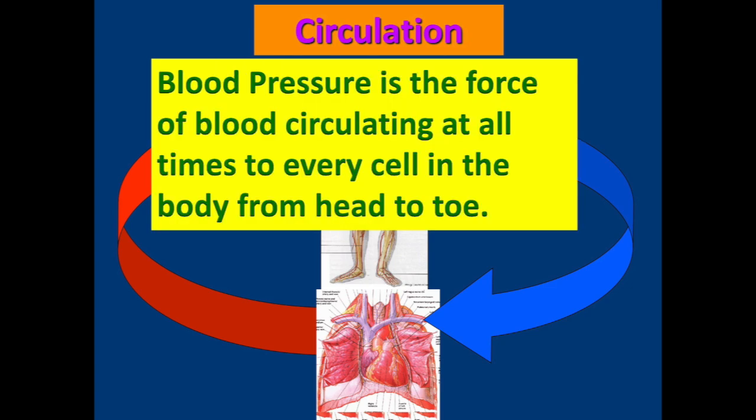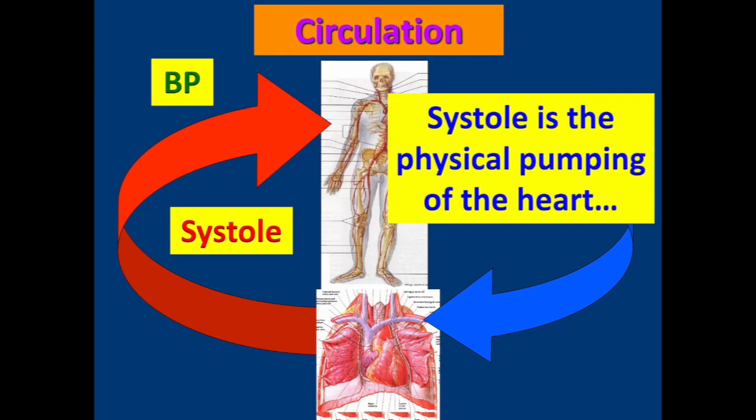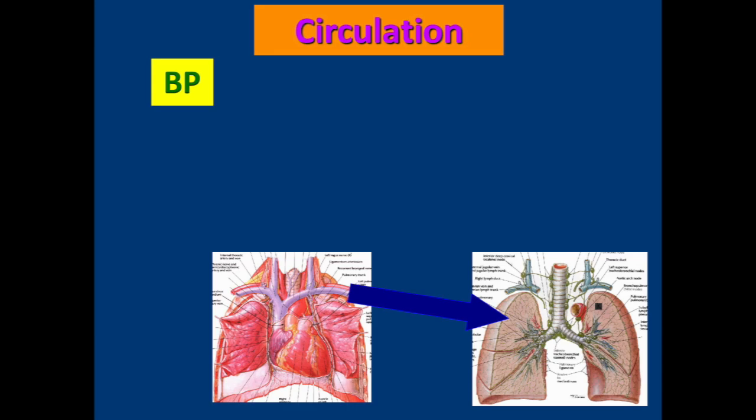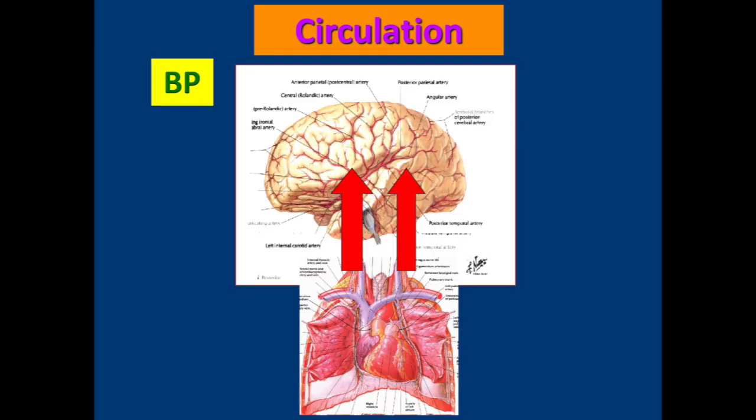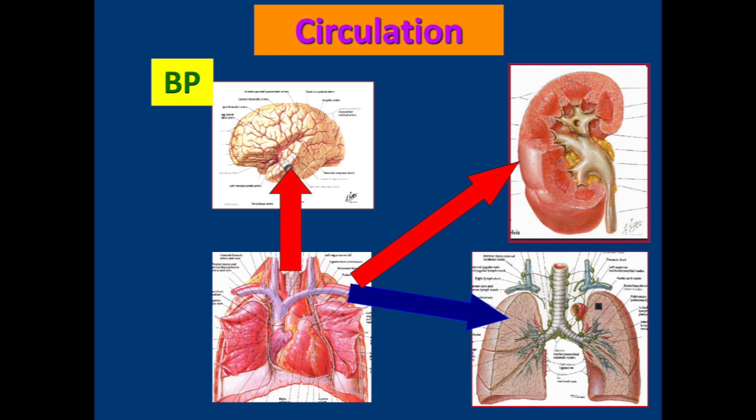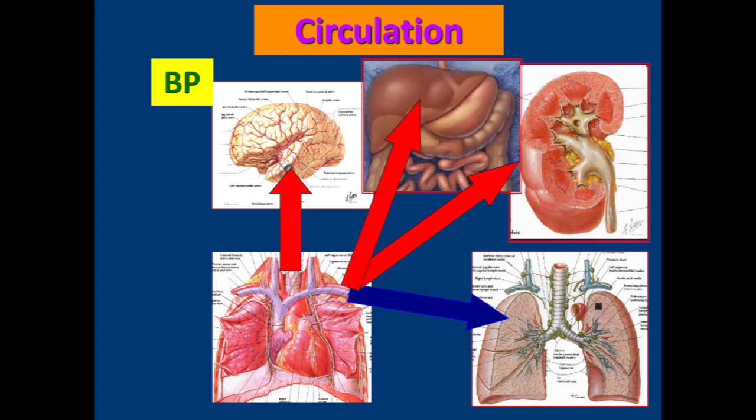Remember that blood pressure is the force of blood that circulates through every organ, every cell, every second of the day throughout our body. Systole definition is the physical pumping of the heart. We're going to have that circulation pumping from the left side to the major organs, such as the lung. The brain commands a lot of circulation, the kidneys, and then the liver, taking blood from those major organs.